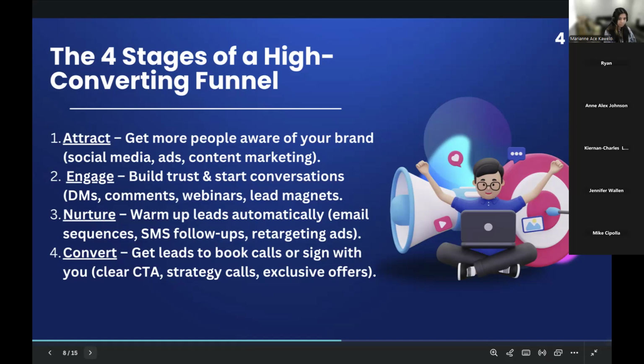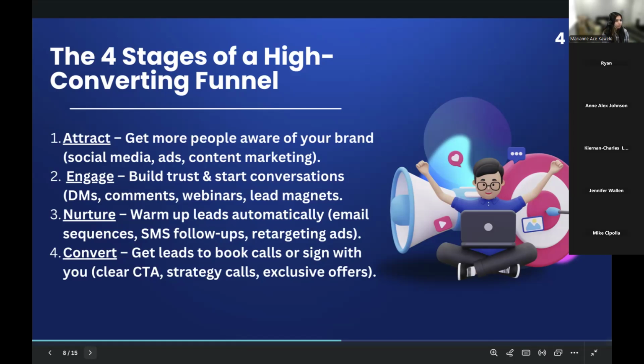You start keeping this conversation going, warming leads automatically. That's the email sequences. Marianne, you said you read emails. Some people read them, some people don't. So if you have a low conversion rate on an email, like people aren't opening it, you tweak it and change it. There are things you need to do.